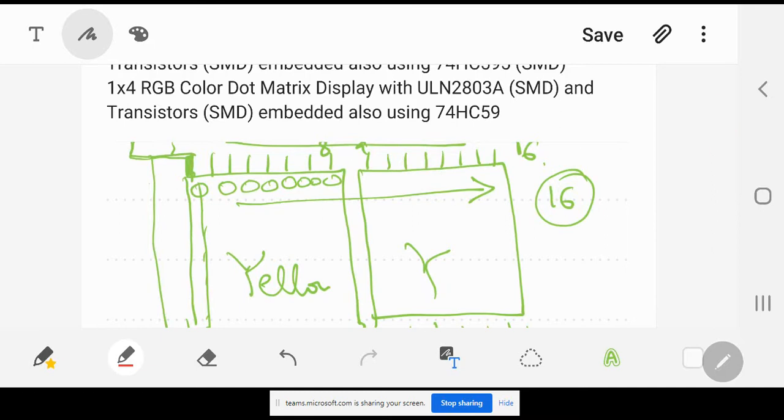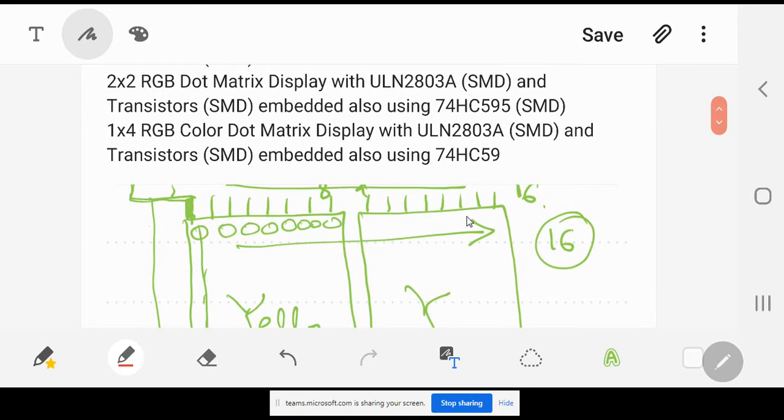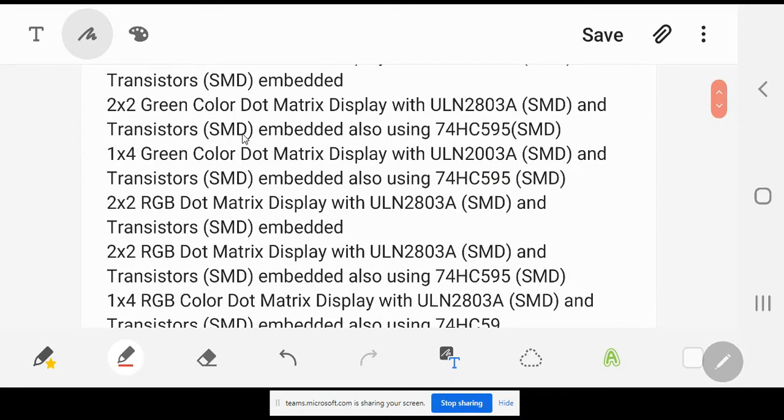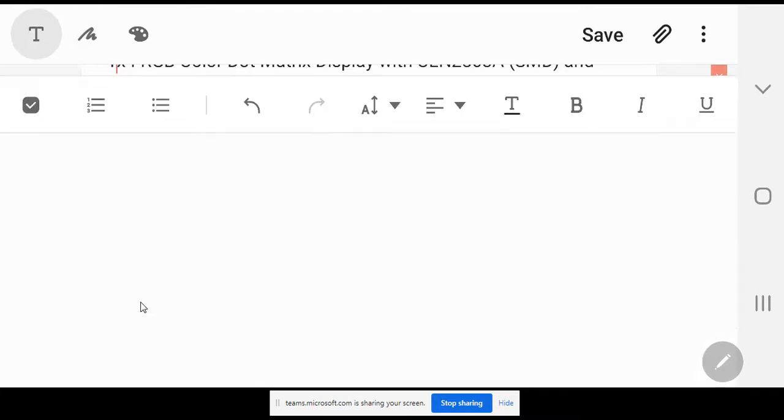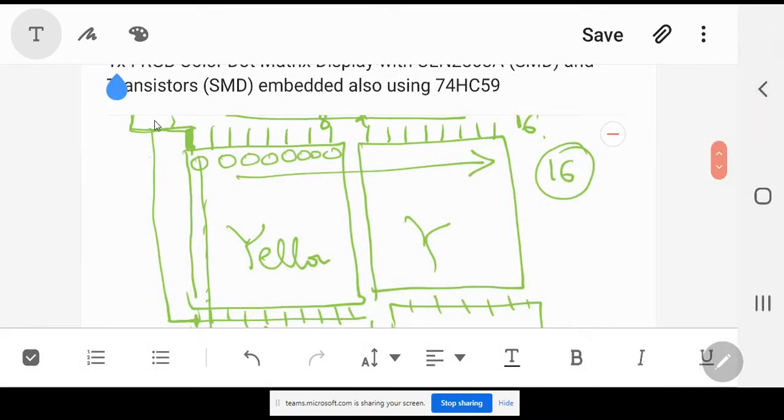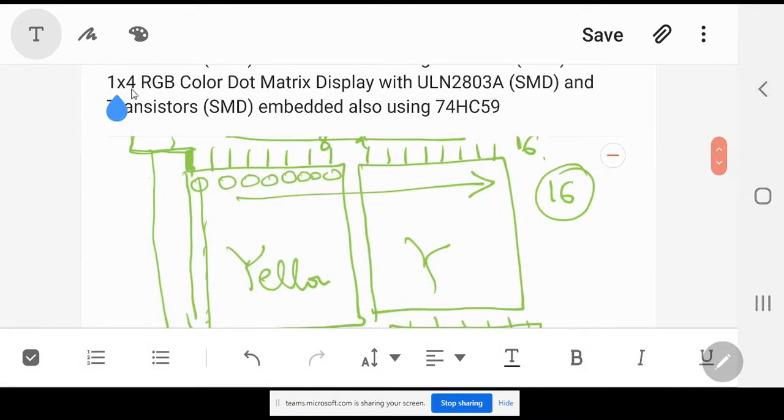So this is from the side which is called the driver side. All of these projects where you are talking about 1 cross 1, 1 cross 4, or 2 cross 2, if it is something yellow or green, then it is going to be 16 transistors. But if it is something RGB, as you can see in this project 1 cross 4 RGB, it has only 8 transistor pairs.